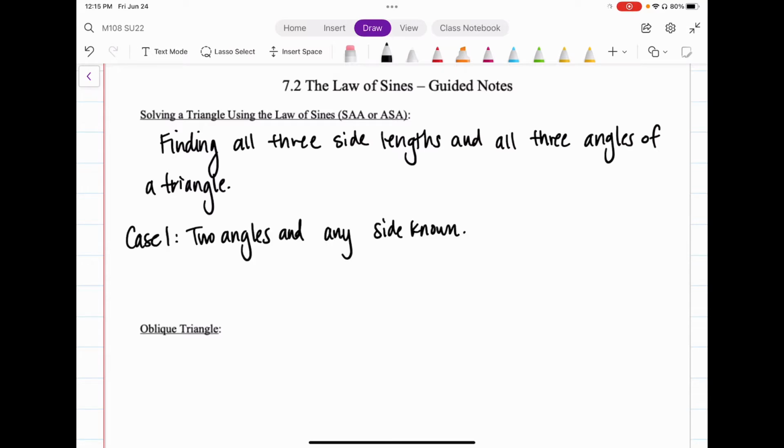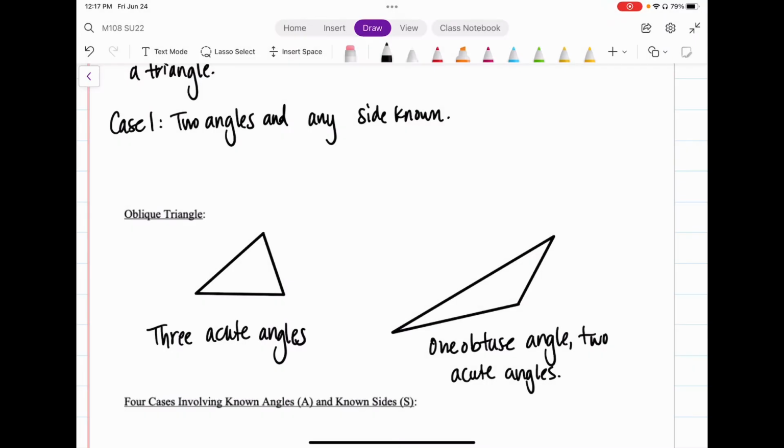In order to identify how to solve this case, we want to first identify what an oblique triangle is. An oblique triangle is a triangle that does not contain a right angle. This means that you could have three acute angles, or you can have one obtuse angle and two acute angles. Whenever you have an oblique triangle, given the length of a side and any other two parts of the triangle, we can solve this. So not just talking about a right triangle, when we have either the three acute angles or one obtuse angle and two acute angles, there's four different cases that we encounter involving angles and sides.